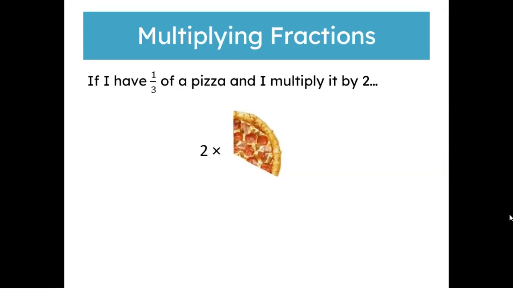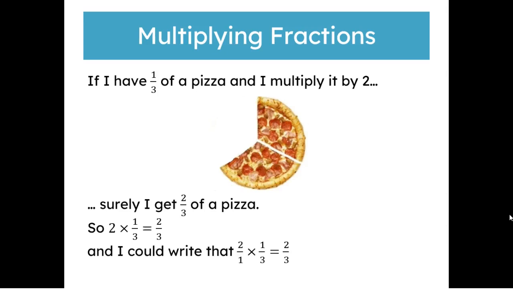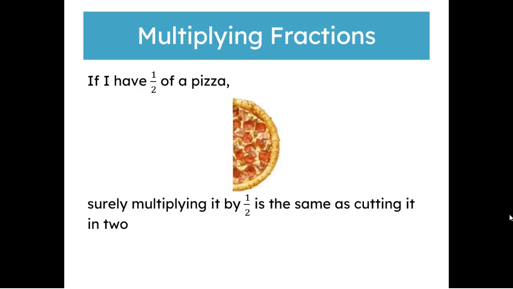Multiplying fractions. If I have a third of a pizza and I multiply it by 2, then surely I get 2/3 of a pizza. So 2 times 1/3 is 2/3. And I could write that as 2/1 times 1/3 is 2/3. If I have a half of a pizza, surely multiplying it by a half is the same as cutting it in 2, a half of. And I get 1/4, a fourth of a pizza. So 1/2 times 1/2 is 1/4.